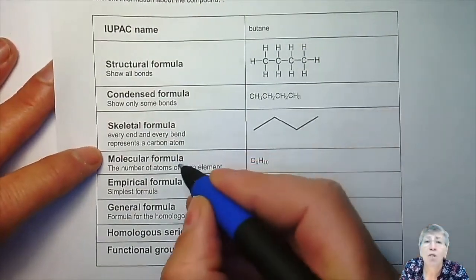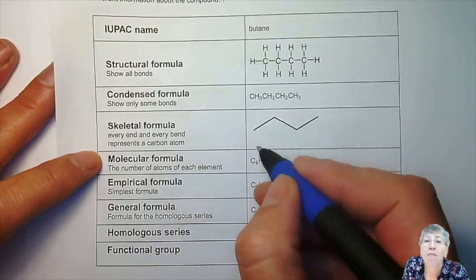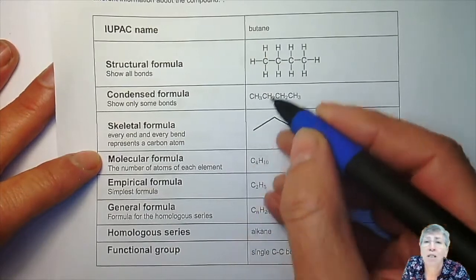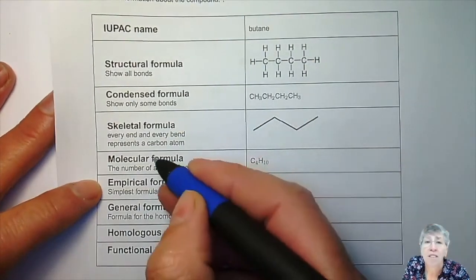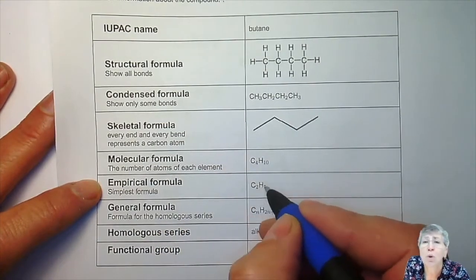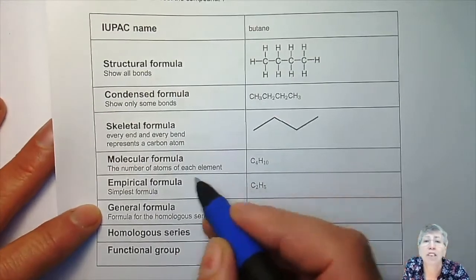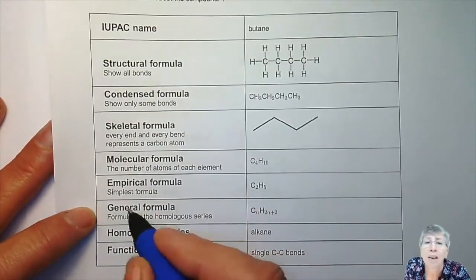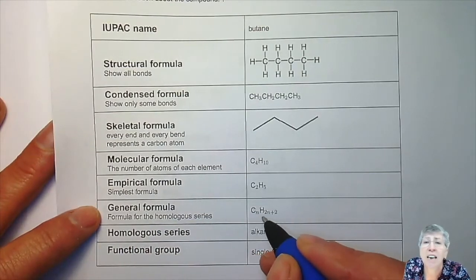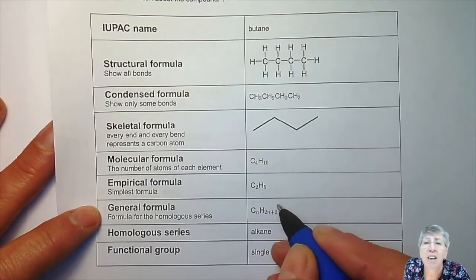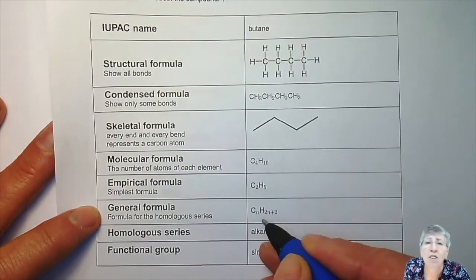Or if they ask you molecular formula, remember for molecular formula, everything in the molecule, there's 4 C's and 10 hydrogen in there. Then empirical, remember that's the smallest ratio. So instead of 4, 10, 2 to 5 is the smallest possible ratio. That's the empirical one. Then general formula, that is like CnH2n+2 for an alkane, right? It's true for all the members of that homologous series.